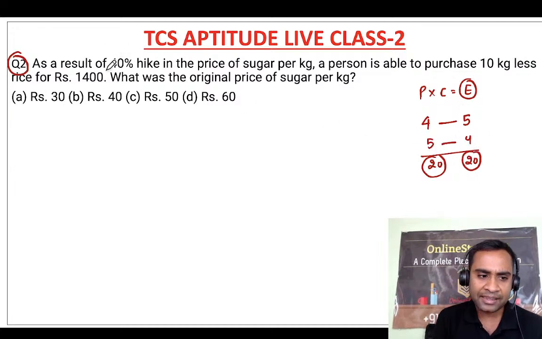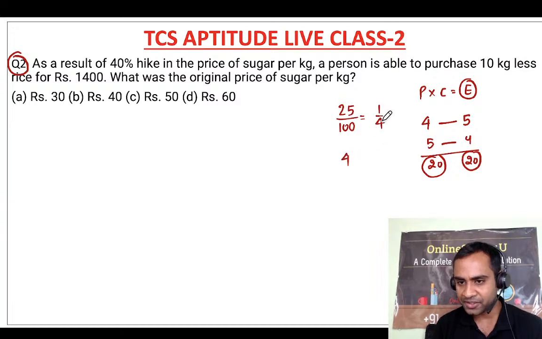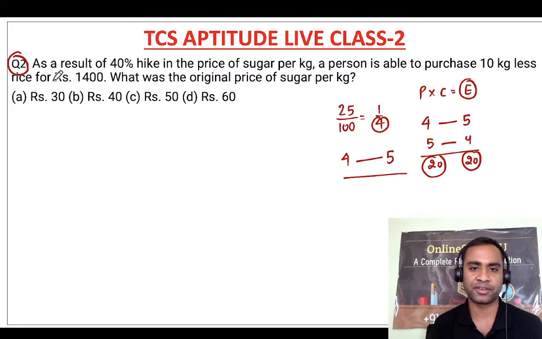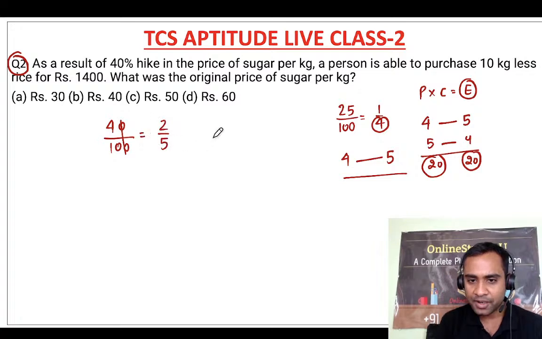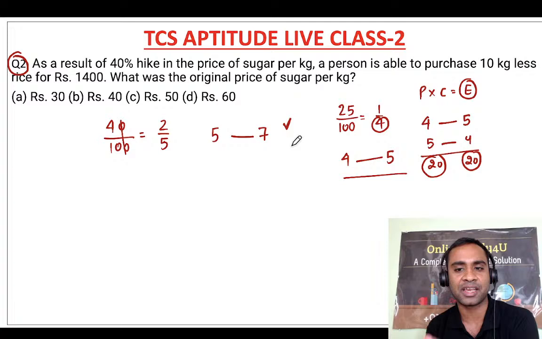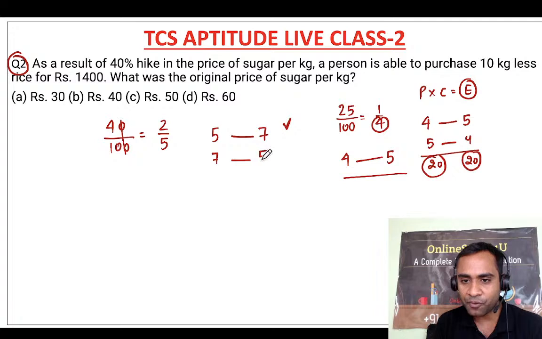As a result of, see, 25% is what? 25 by 100, that means 1 by 4. That means the price from 4 is increasing by 1, it is becoming 5. This we have discussed in the previous class also. As a result of a 40% hike, 40% will be 40 by 100, that means 2 by 5. That means the price has been increased from 5 by 2. So 5 plus 2 will be 7. Then our consumption will become 7 to 5.